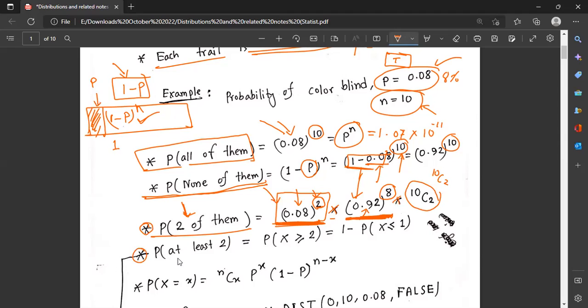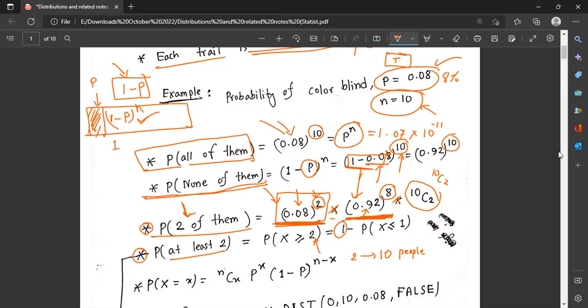And if it says at least 2, it means at least 2 of them have to be colorblind, and it can also be 3, 4, 5, up to 10. So from 2 up to 10, right? From 2 up to 10 people, they can be colorblind. So here the probability will be 1 minus.